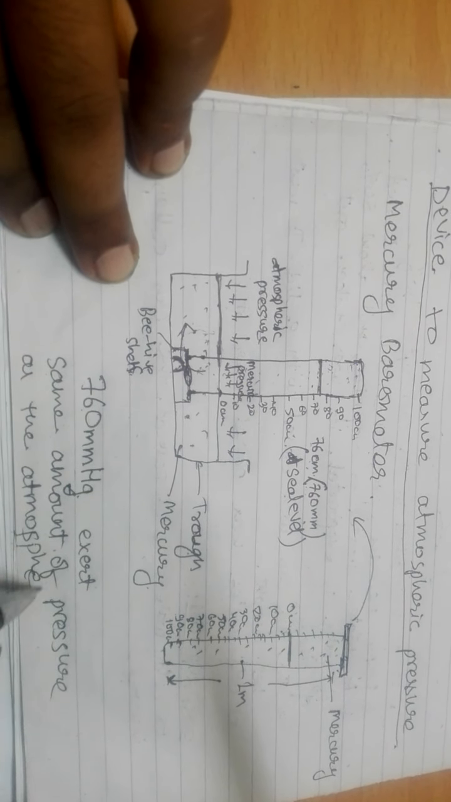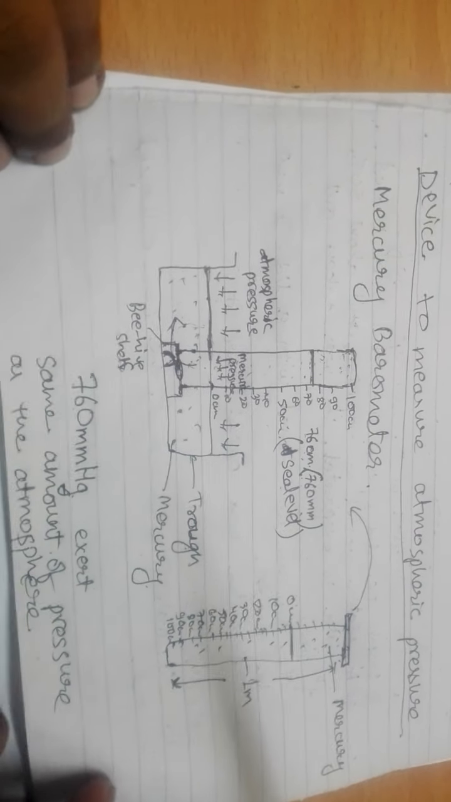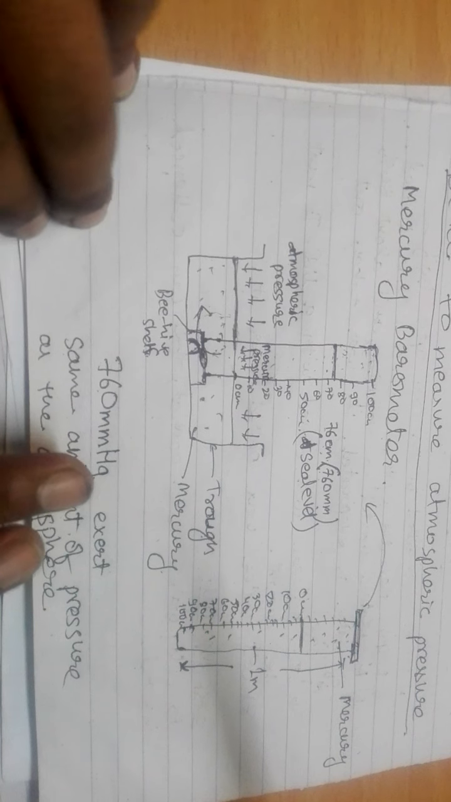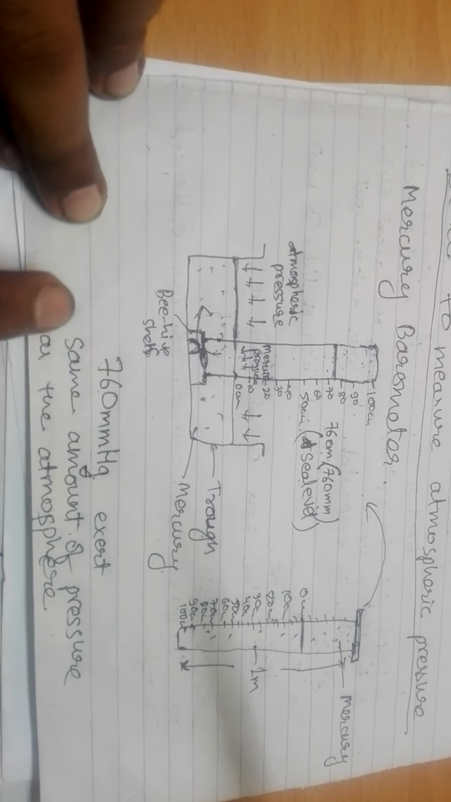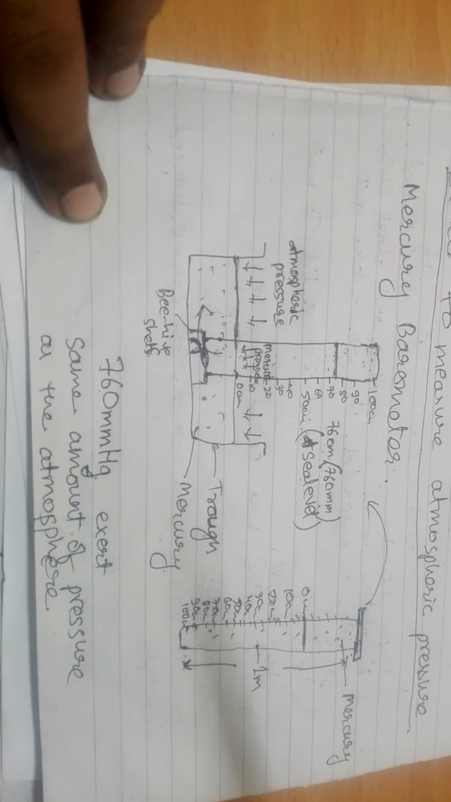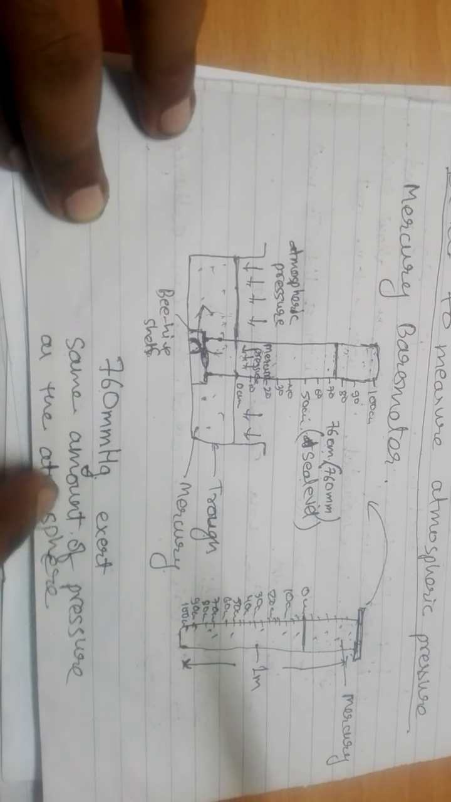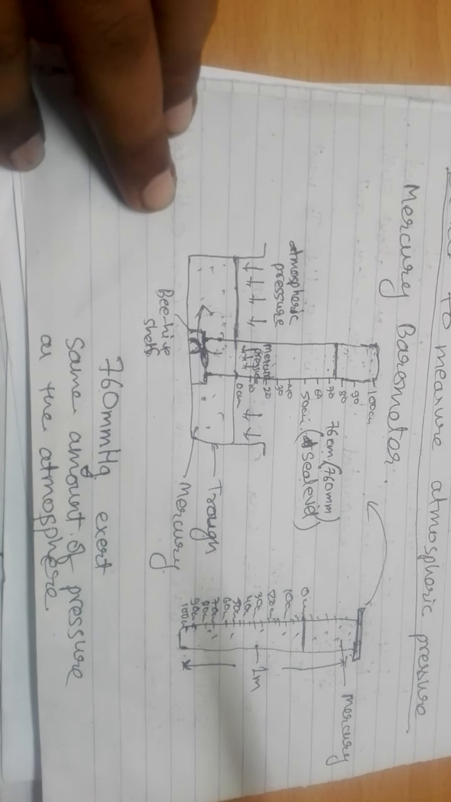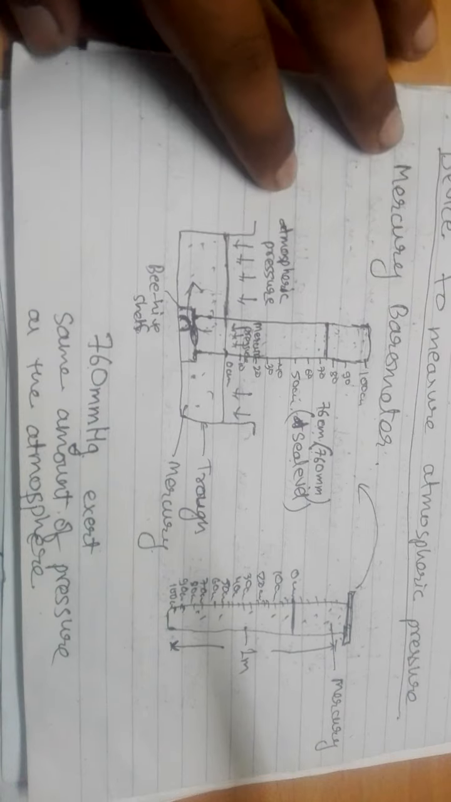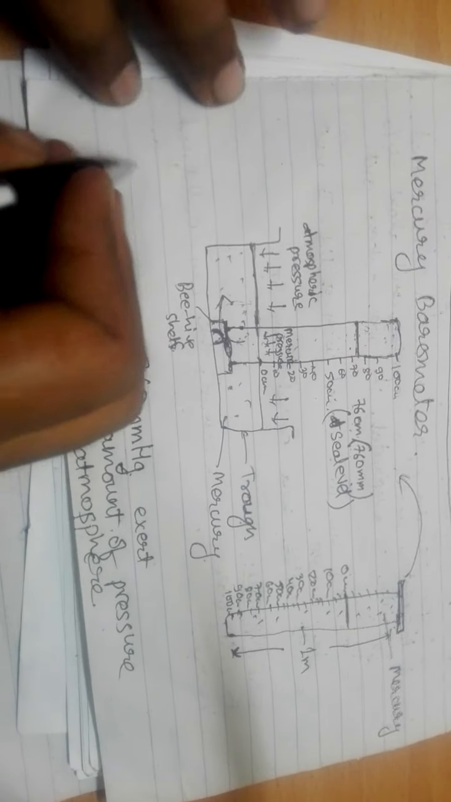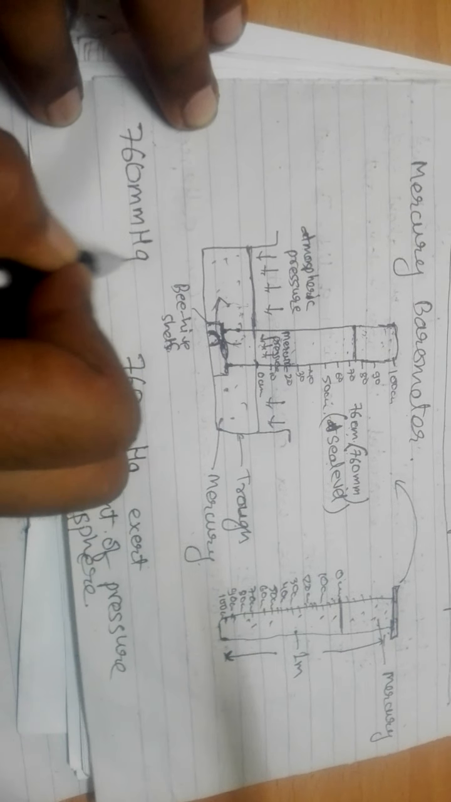Okay, it is simply a comparison of atmospheric pressure. It compares atmospheric pressure to pressure exerted by mercury, and it says pressure exerted by a 760 millimeter mercury column is the same as atmospheric pressure, or the same as the amount of pressure exerted by the atmosphere. That is why we tend to write atmospheric pressure is 760 mmHg.